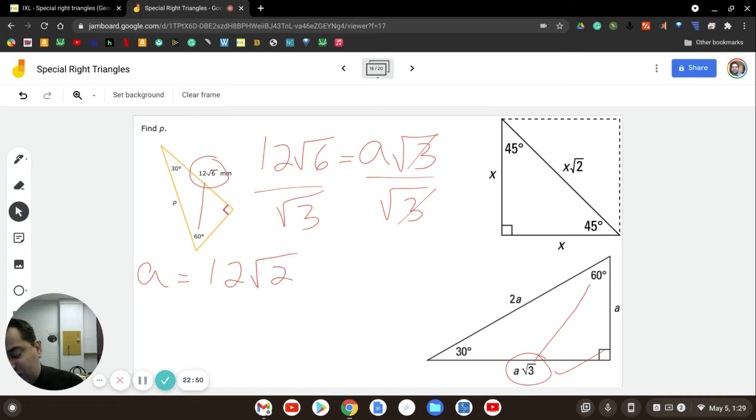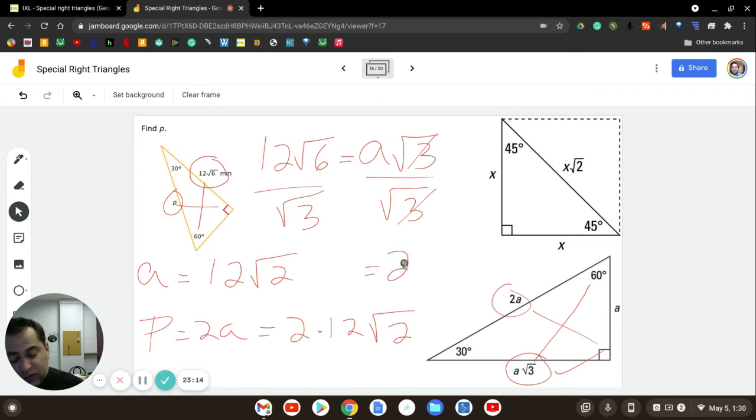What are we trying to find? We're trying to find P. P is opposite the 90-degree angle. 2A is opposite the 90-degree angle. So I know that P is equal to 2A. Well, I know A is 12 square root of 2, so this is going to be 2 times 12 times the square root of 2. 2 times 12 is 24 square root of 2.